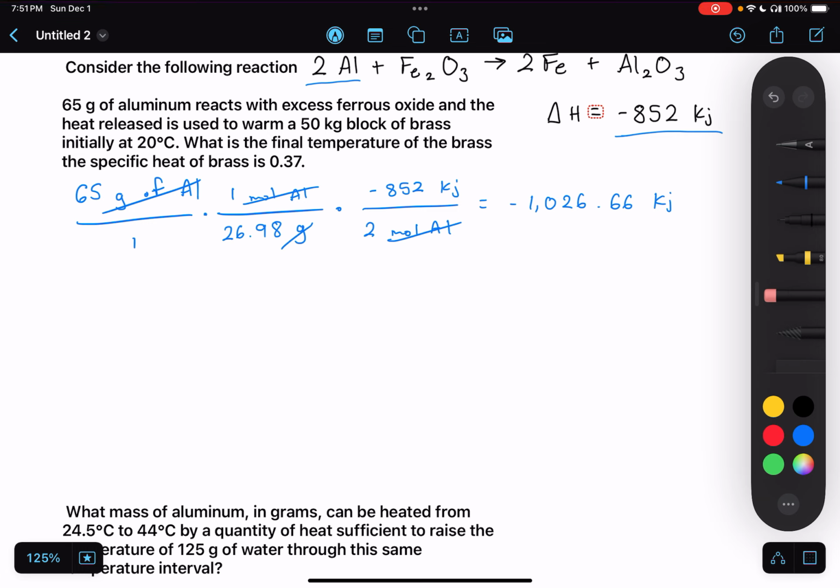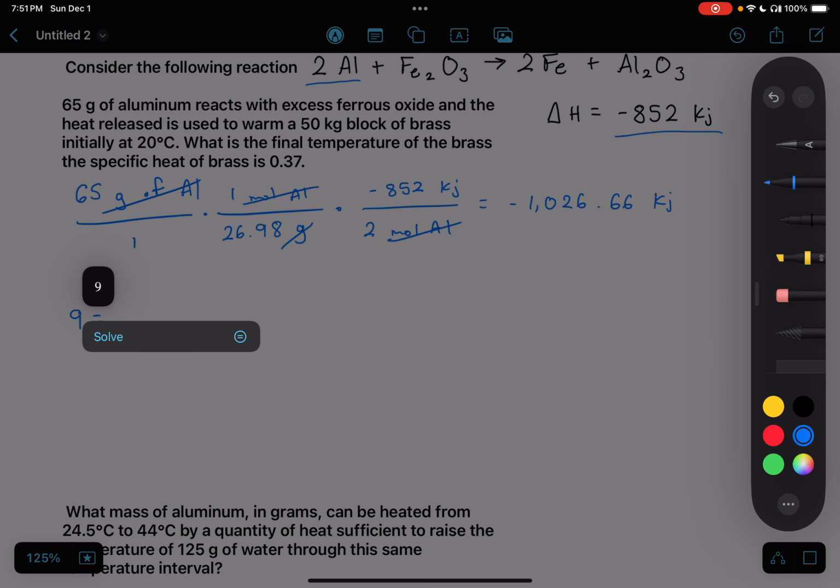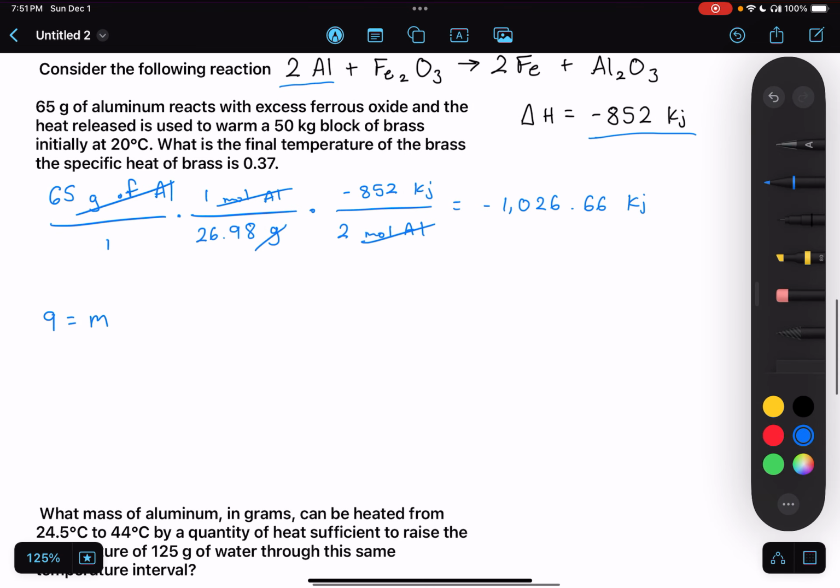So if this is about 1,000 kilojoules, for our other formula, Q equals mc delta T, we're going to need joules. So 1,000 kilojoules times 1,000 joules.